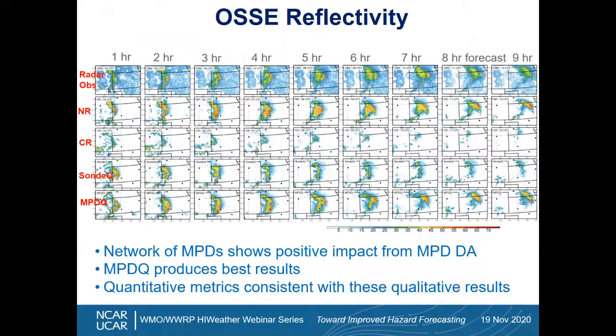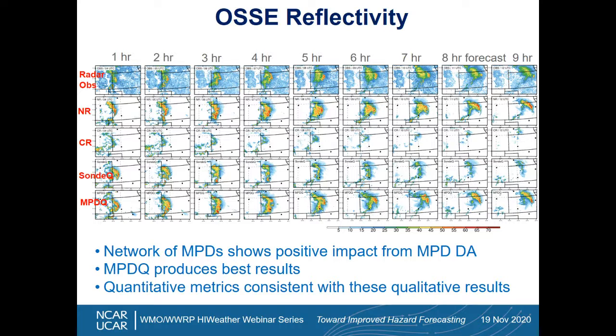So here are the results of the forecasts. The top row shows the observations. The second row shows the nature run, which is our truth. And the third row shows the poorly performing control run that we're trying to improve upon with the data assimilation. The fourth row shows the results of the data assimilation experiment using only the Raywinsonde data. You can see improvement over the control run for sure. However, if you look at the bottom row, the MPD-Q experiment using water vapor profiles from MPD, that produces the results that are most consistent with the nature run.